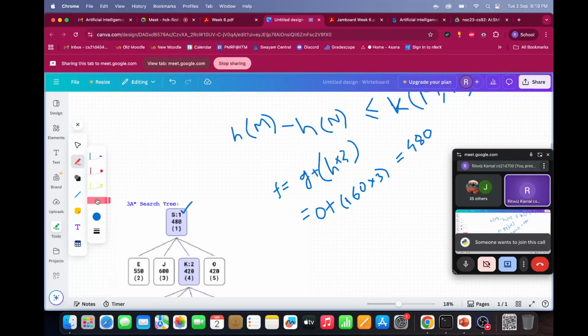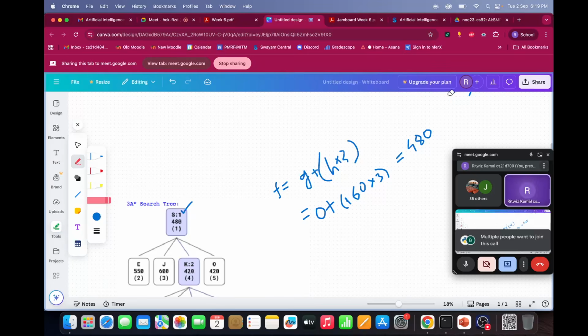Okay, maybe I'll remove this initial part to avoid any confusion.